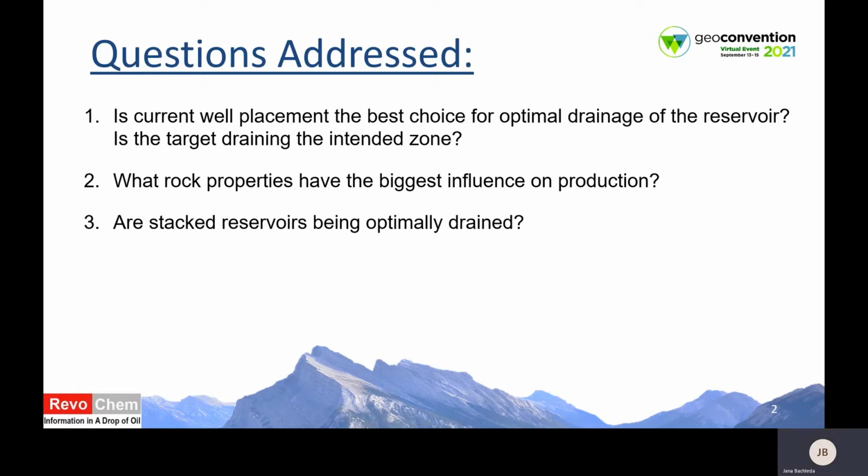It's also very important to understand if stacked reservoirs are being optimally drained. If stacked wells have significant cross drainage, that's definitely going to impair your production.